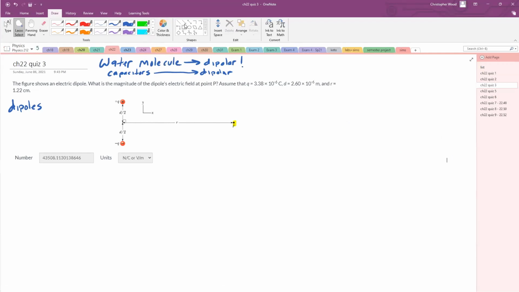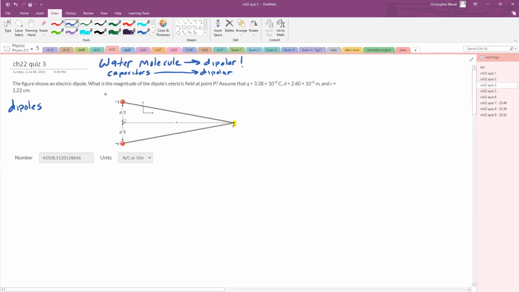Okay, so let's go back to point P. At point P, I'm going to do some overlays here. A surprising amount of geometry. This is the distance from that source charge to Probert. This is the distance from that source charge to Probert. And this is Q1. This is Q2. That's the distance.